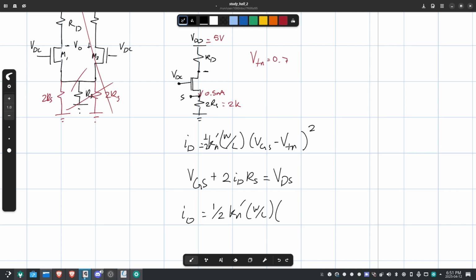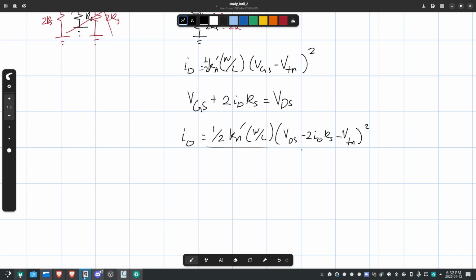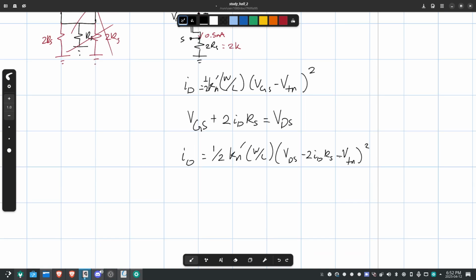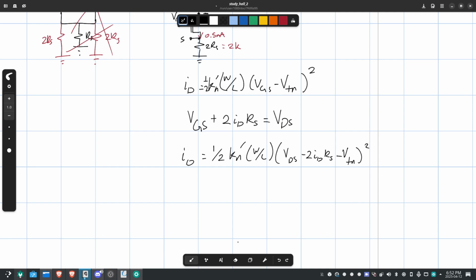Sorry. So we can move that to the other side. We're going to have VDS minus 2 IDRS minus VTN squared. So I know this. Now we just need to isolate for DS. Or actually, we already know ID, so we can just find VGS first, and then we can find VDS afterwards. I don't like squaring. We're gonna have to anyway, right?